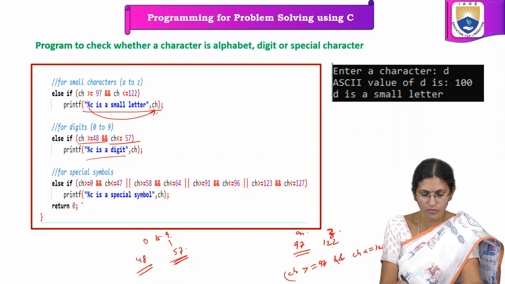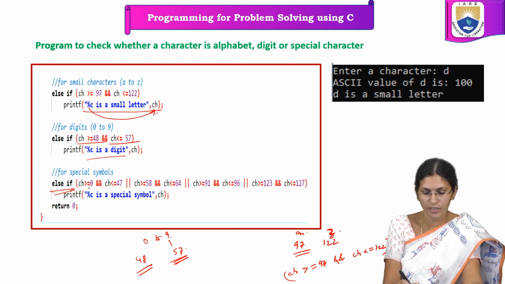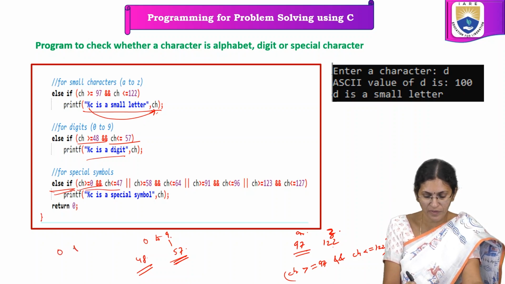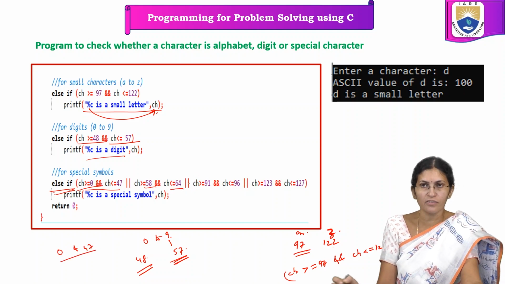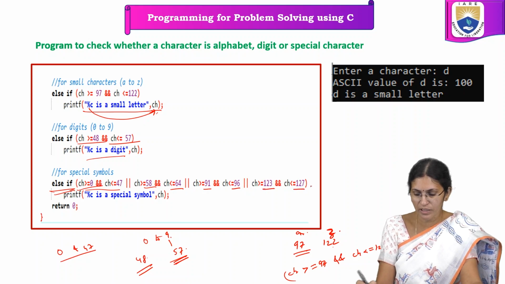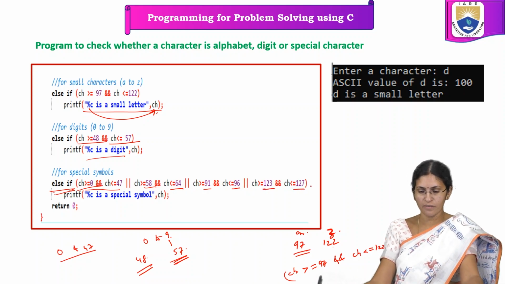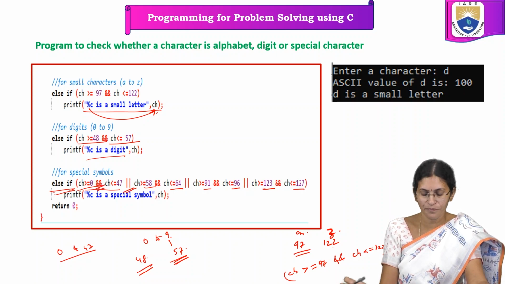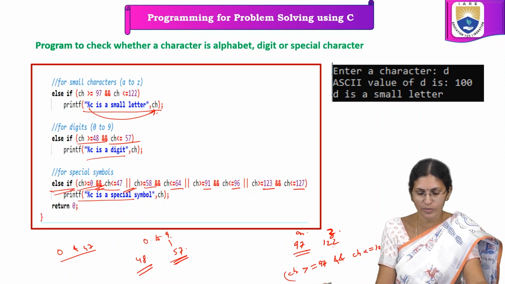Else if, for other values: between 0 and 47 we have special characters, between 58 and 64 we have special characters, between 91 and 96 we have special characters, and between 123 and 127 we have special characters. All these are combined by using the logical OR operator. So this is the AND operator and this one is the OR operator. So %c is a special symbol.